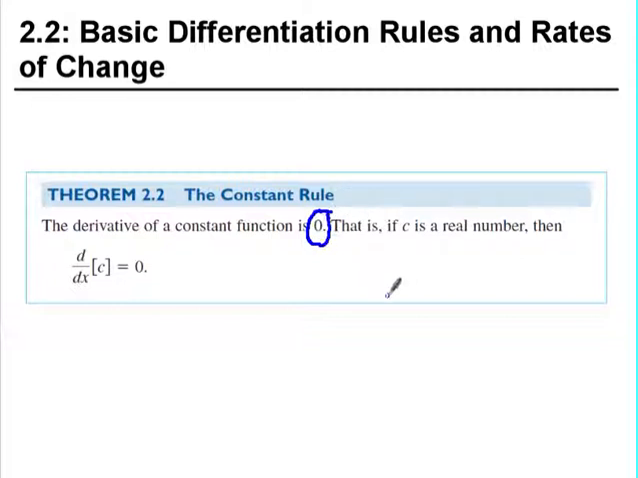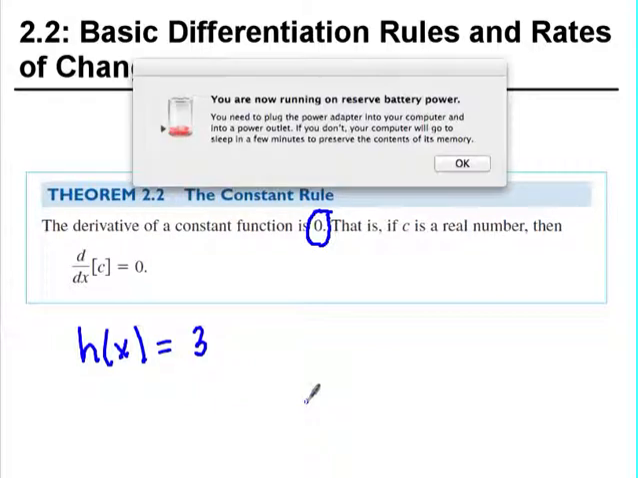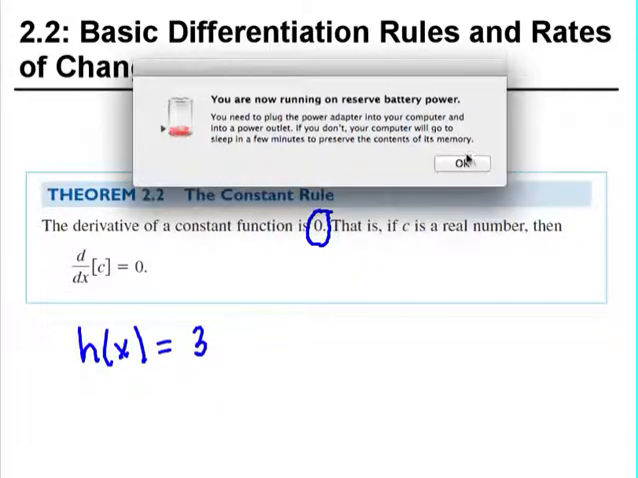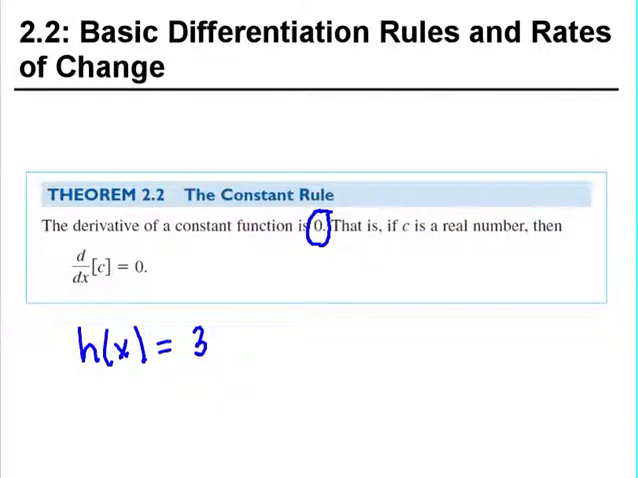You should have found that on your assignment. I think the first one might have been h of x equals 3. When you go through and calculate that, you should have gotten 0. So for every constant function, the derivative is 0. Now don't think you can just write that in. I'm actually checking your work on these, not just your answer. But that's what the derivative of any constant is.